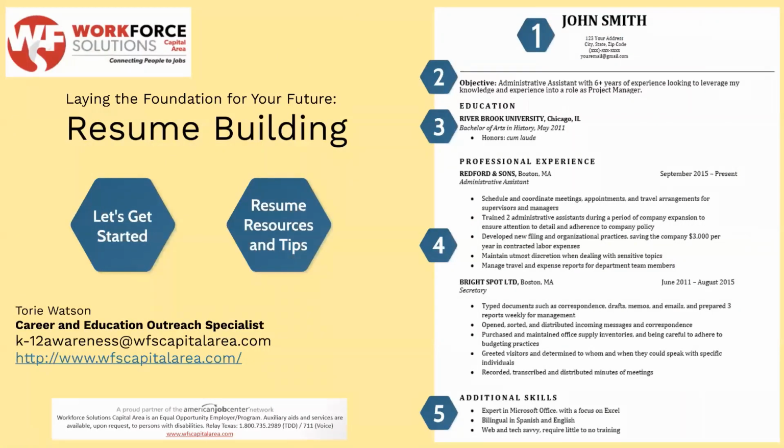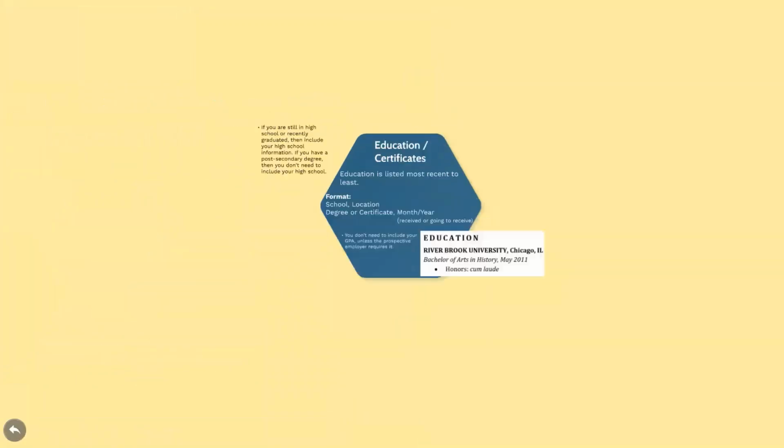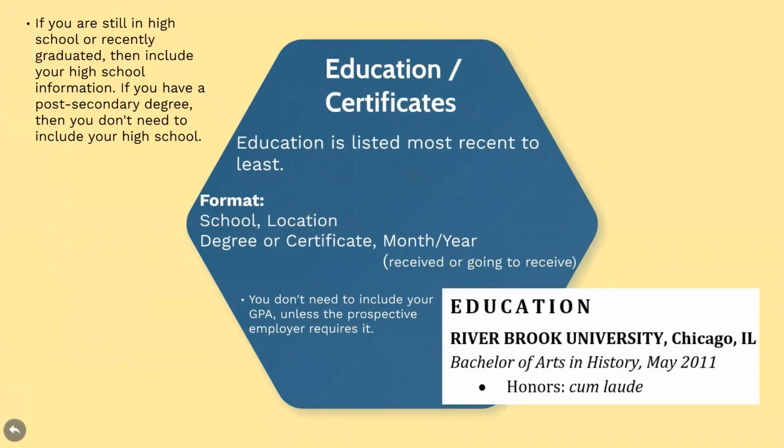Our next section is education. Education and certificates. Education is listed most recent to least. The format: your school and location, followed by your degree or certificate, and the month and year that you received or are going to receive your degree or certificate. For example, if you are currently working on obtaining your bachelor's degree and will be graduating next year, you would put May 2021.